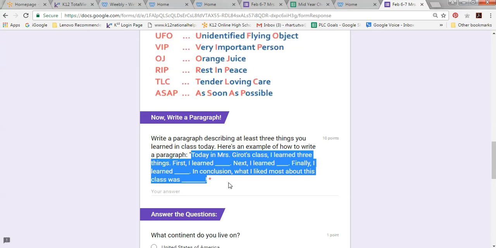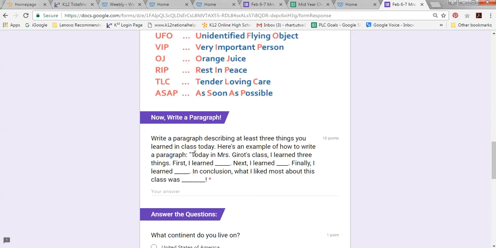Okay, so a paragraph does have a topic sentence, and then it needs at least 3 detail sentences and a conclusion sentence, okay? So I did read your paragraph that you sent me. What I noticed is that it was missing a topic sentence. So a topic sentence kind of introduces what you're going to talk about in the paragraph.